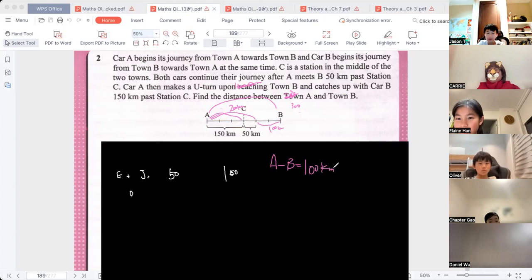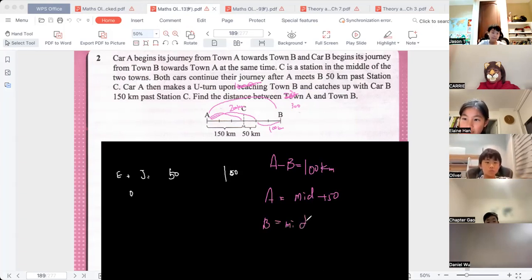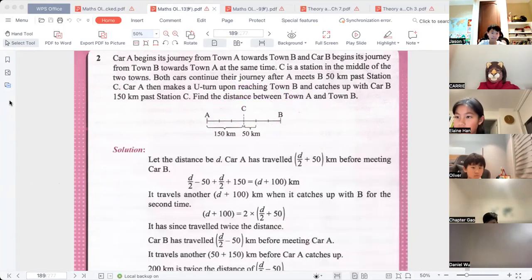So A minus B equals what when they first meet? 100. Why? Because A equals mid plus 50, correct? And B equals mid minus 50, correct? When you subtract them, mid minus mid equals nothing, and positive 50 minus negative 50 equals 100. So when they first meet, A is not 50 kilometers more than B, it is 100 kilometers more than B. Get it, everybody?